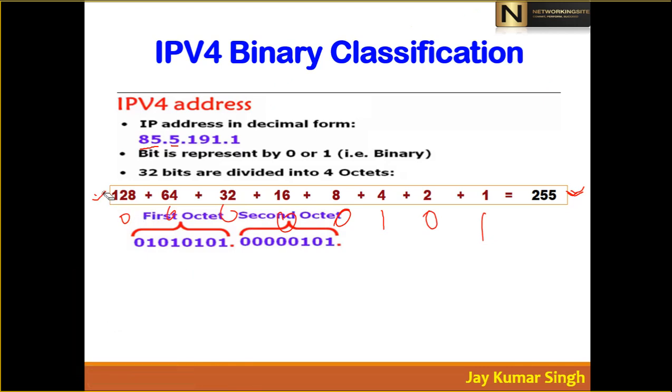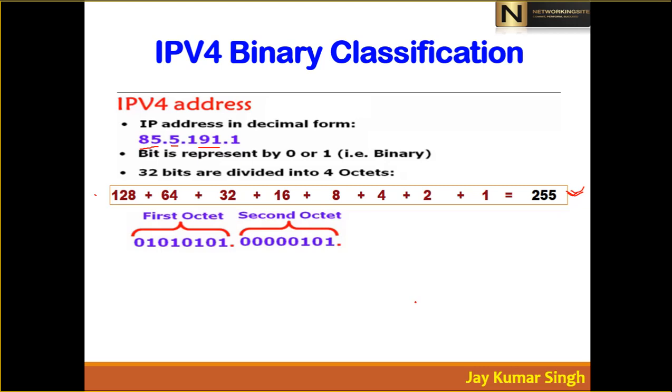You convert this 191. Which one? 191, this one. Okay, for 191 we go with 128, plus 32 plus 16 plus 8 plus 4 plus 2 plus 1.